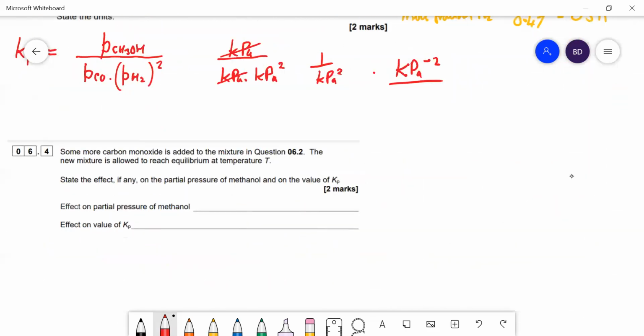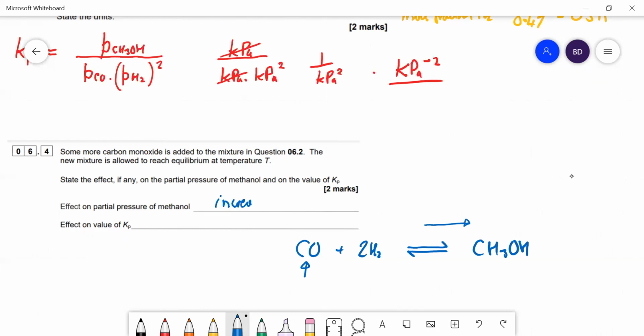Okay, so let's write down the equation again to remind ourselves. CO, 2H2 goes to methanol. Right. Some more carbon monoxide is added to the mixture. So add more of that. What will it do to the partial pressure of methanol? Well, Le Chatelier tells us that if we increase carbon monoxide, it's going to try and decrease the carbon monoxide pressure, so it's going to push the equilibrium that way. So it's going to give us more methanol, so the partial pressure of methanol is going to increase.